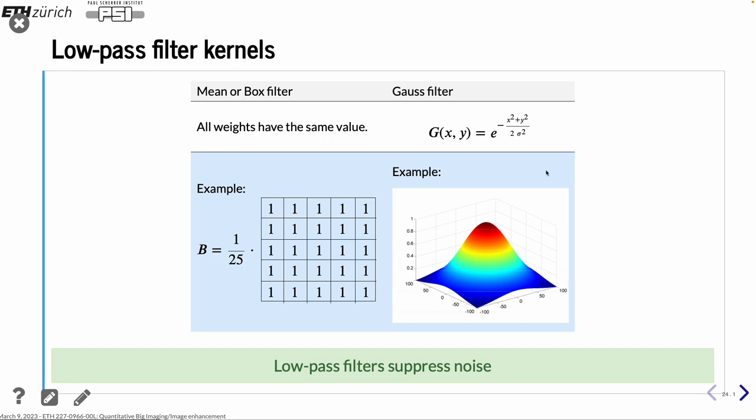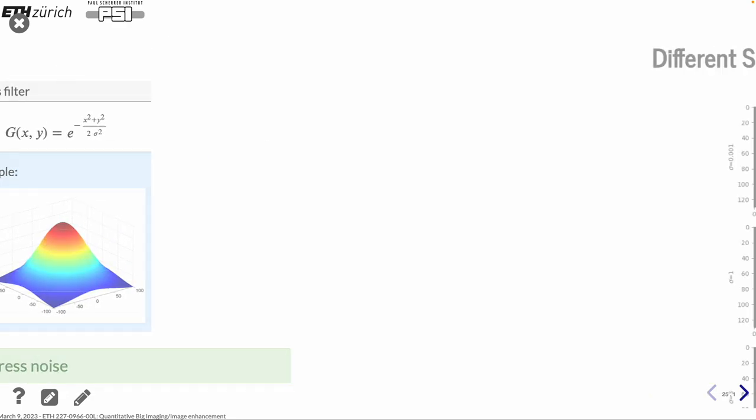And as I said before, low-pass filters suppress noise in images. Of course, this one gives a more averaging effect, but it can also introduce some unwanted artifacts in the filtering. This is less of a problem here because, first of all, it has a round shape, and also because it tapers off towards the edges.